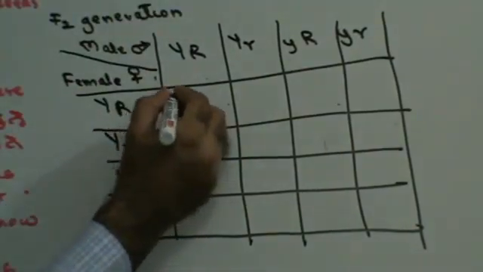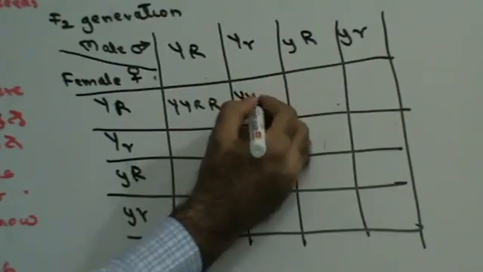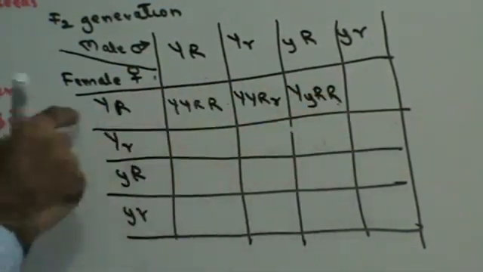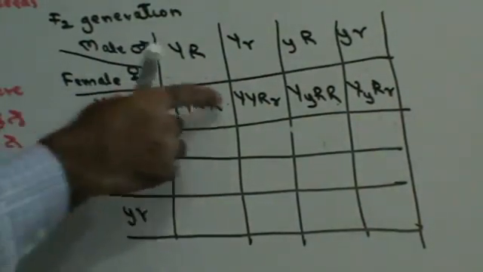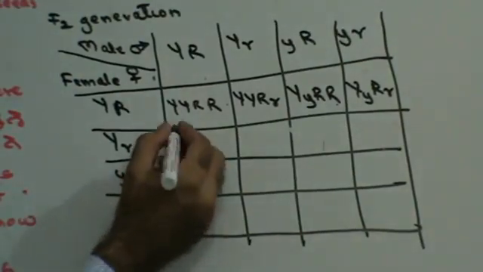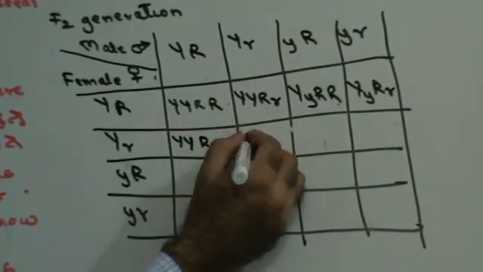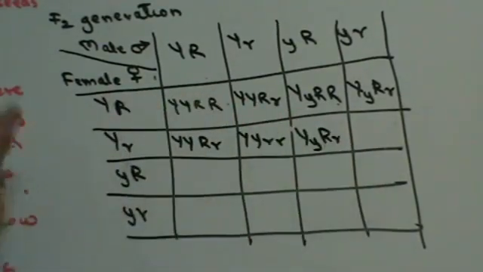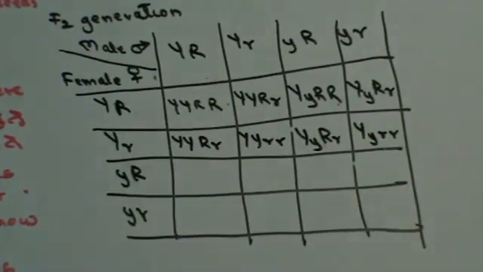Now, if I join this male and female, I'll get YYRR. If I join this, I will get YYRr. If I join this, I will get YyRR. If I join this, I will get YyRr. Right? Pure yellow pure round, pure yellow hybrid round, hybrid yellow pure round, hybrid yellow hybrid round. Right? Then here you will get YYRr, then YYrr, then next YYRr, then Yyrr. Right? Then join these two.